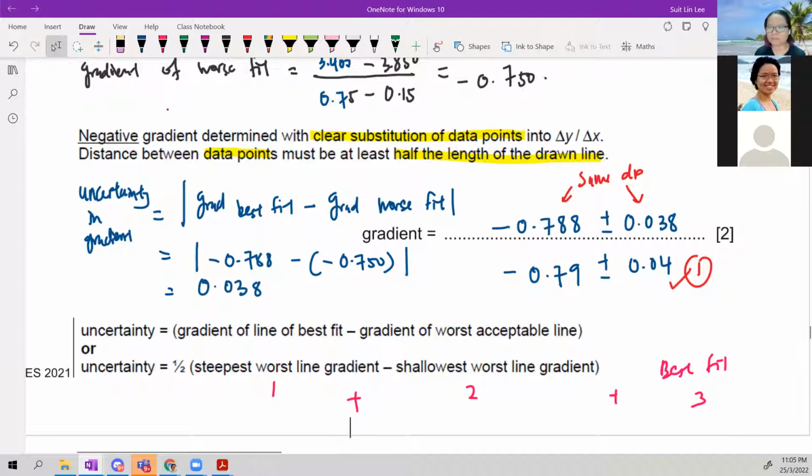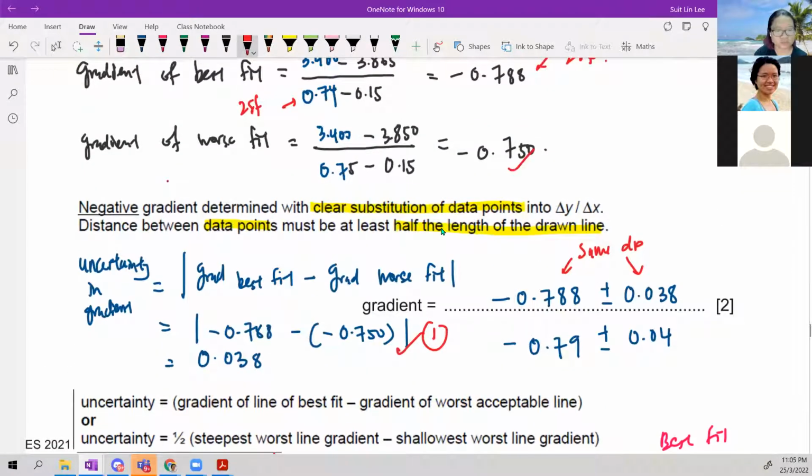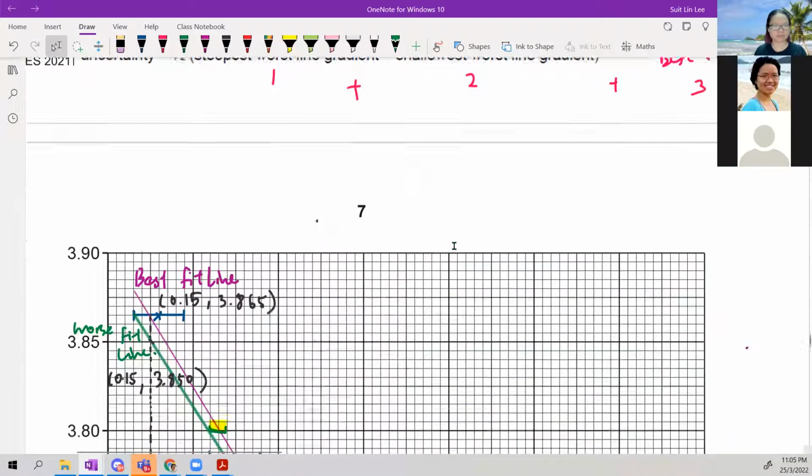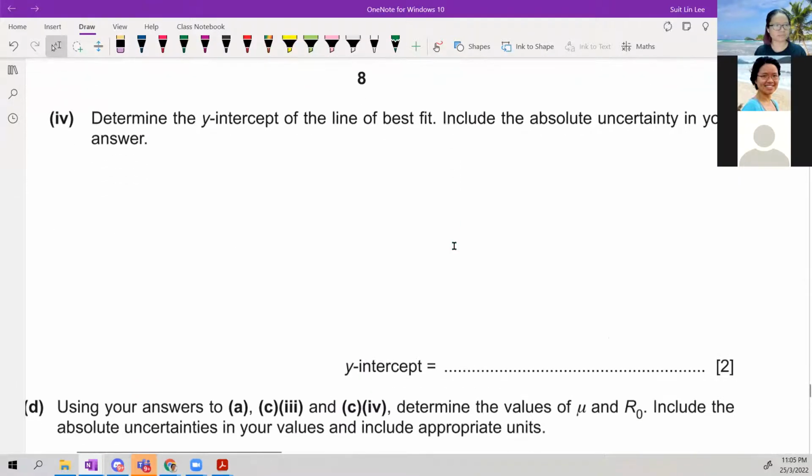All right. So 1 mark is when you find the uncertainty. Here, this method correct, 1 mark already. It must show clearly the substitution. And then you find the gradient of the worst fit line. This is to the same mark. This one here is 1 mark. All right, next, find the y-intercept.